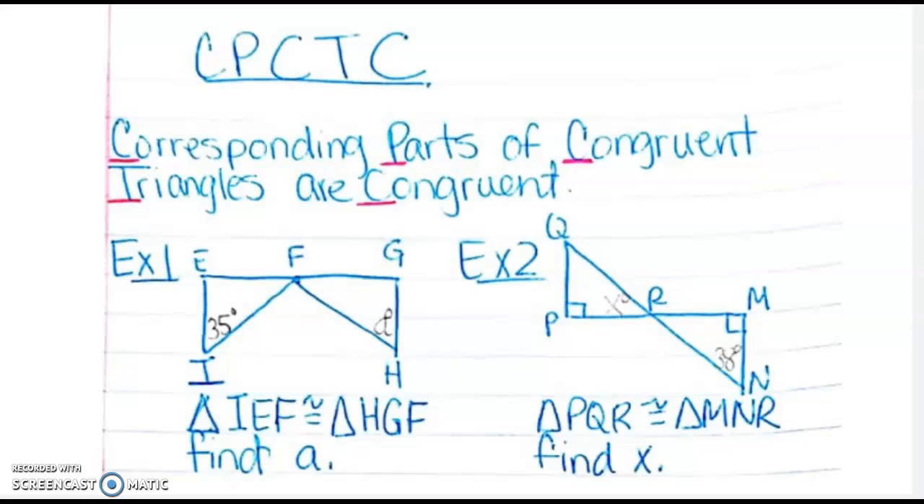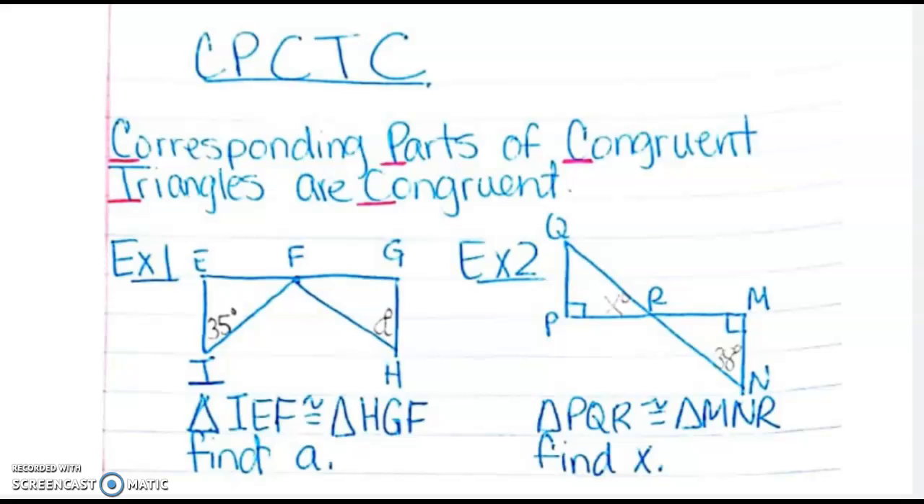Well, now that I have triangles are congruent by one of those 5 theorems, then I can go back and say, okay, well, if my triangles are congruent, then all of the parts are congruent. So that's what this theorem says. Corresponding parts of congruent triangles are congruent.